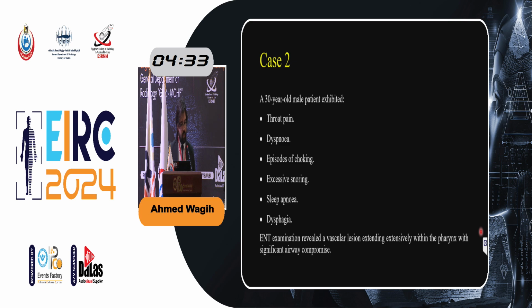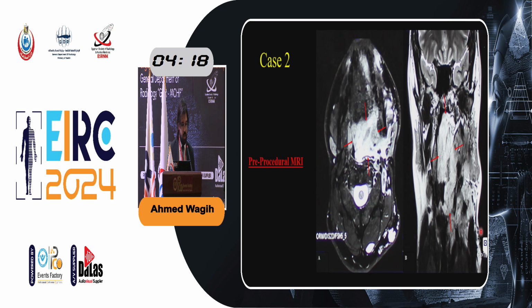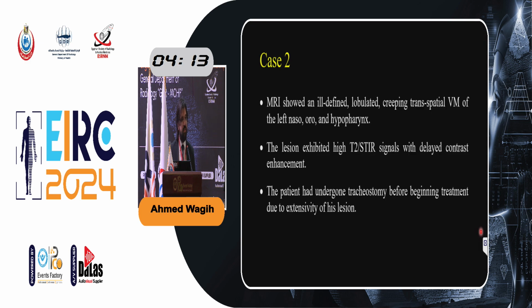Case number 2. This was a 30-year-old male patient who exhibited throat pain, dyspnea, episodes of choking, excessive snoring, sleep apnea, and dysphagia. The ENT examination also revealed a vascular lesion extending extensively within the pharynx with significant airway compromise. As you can see, the lesion here is quite big. MRI showed an ill-defined lobulated creeping transspatial venous malformation of the left naso-, oro-, and hypopharynx. The lesion exhibited high T2 and STIR signals with delayed contrast enhancement, and we had to do a pre-treatment tracheostomy for the severity and extensiveness of the lesion.